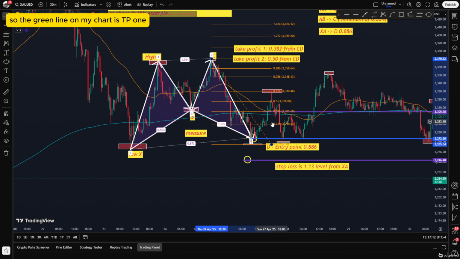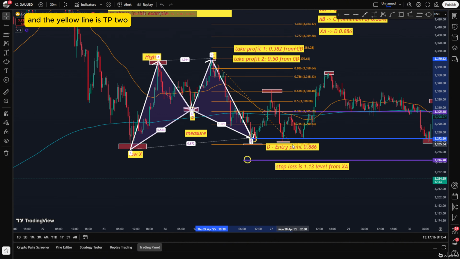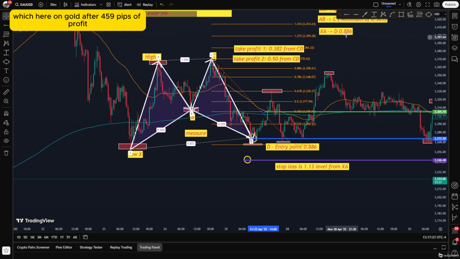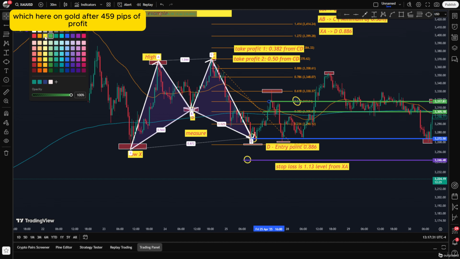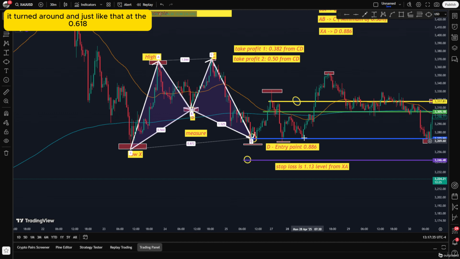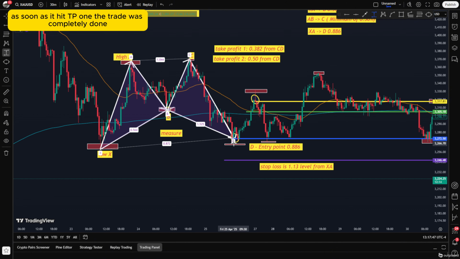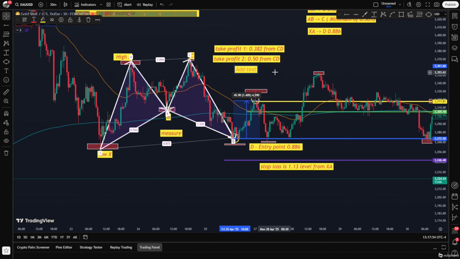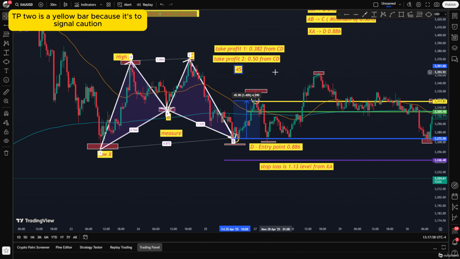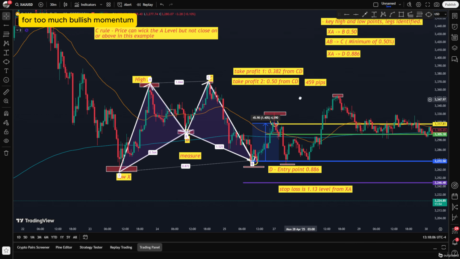So the green line on my chart is TP1 and the yellow line is TP2, which here on gold, after 459 pips of profit, it turned around and just like that, at the 0.618, it wicked and flipped. As soon as it hit TP1, the trade was completely done. TP2 is a yellow bar because it's to signal caution for too much bullish momentum.